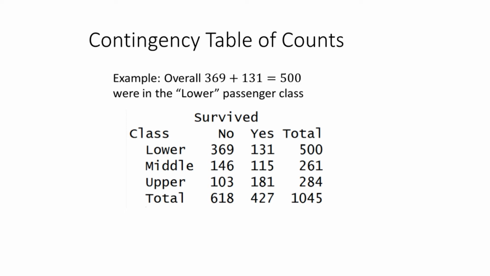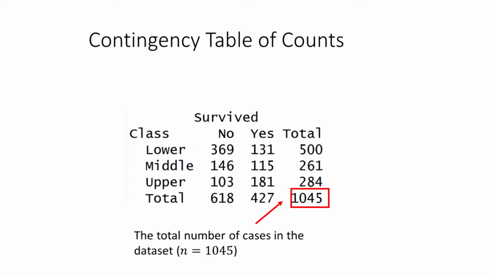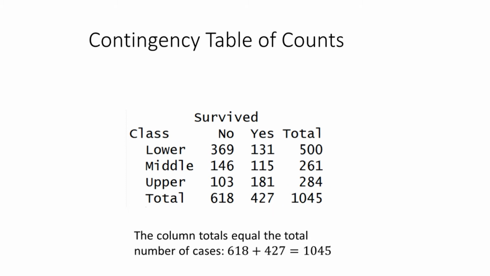To give an example, we have 369 plus 131, 500 people in the lower class, right? We have 284 in the upper class. All we're doing is just adding these row observations. Now this cell in the lower right-hand corner will give you the total number of cases in the data set. So here we have 1,045 passengers, right?